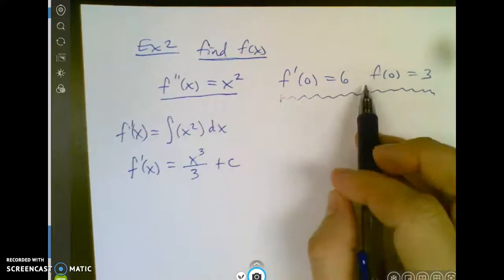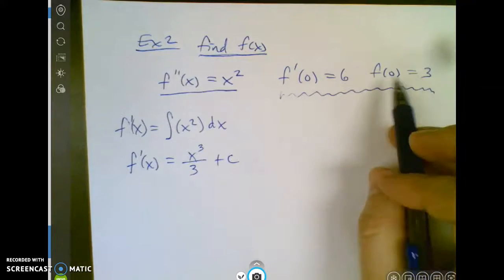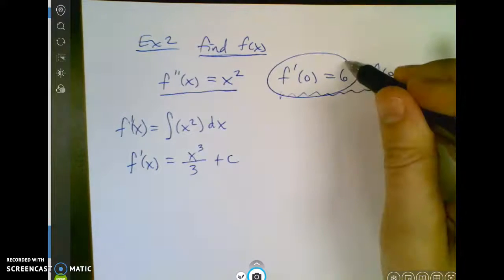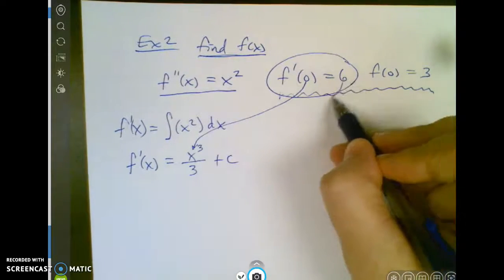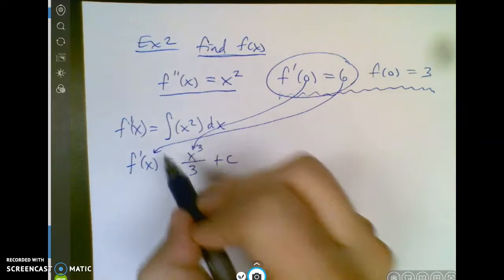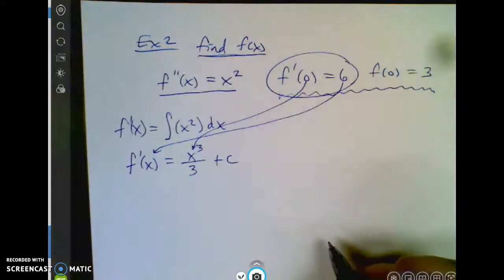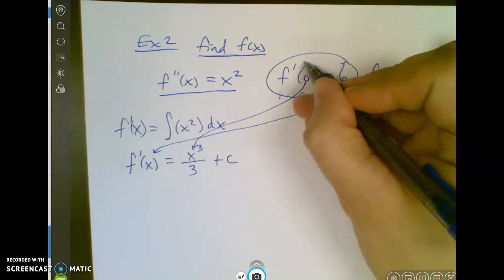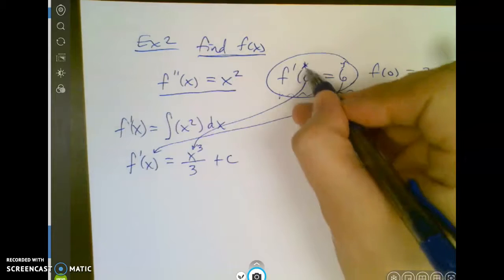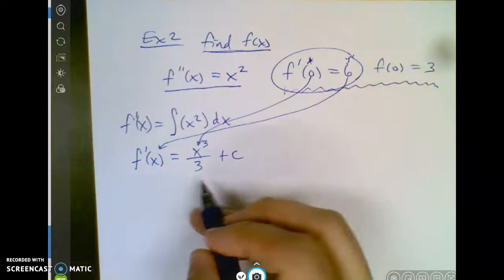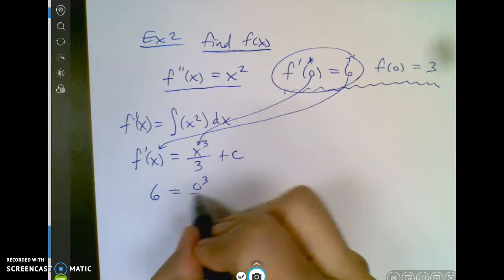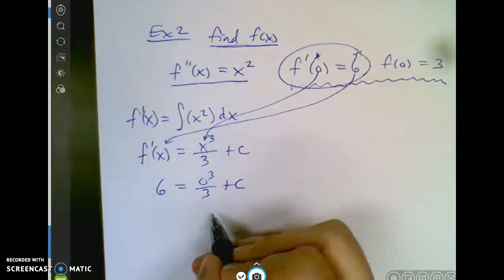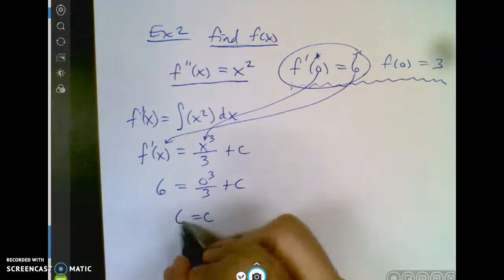Now look at my choices. I have an f prime and I have a regular f. I'm choosing this one first. I'm going to plug in a 0 for x and a 6 for f prime of x, right? Because that's my x, that's my y. It's not really a y, it's a y prime. And then I'm going to solve it. So I'm going to put in 0 cubed over 3 plus c, and c must be 6.